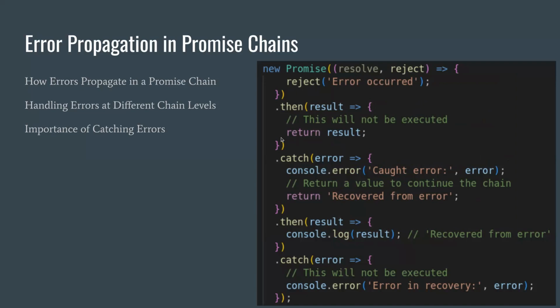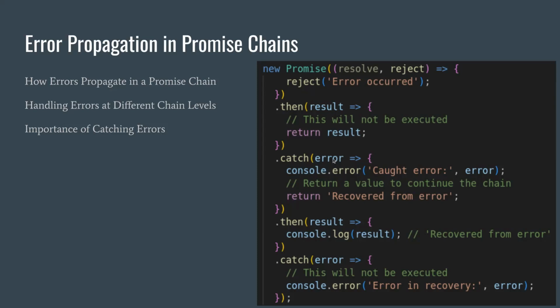Now let's look at error propagation in promise chains. It's important to understand how errors propagate through a promise chain because it's key to effective error handling. So when an error occurs, the promise chain skips all subsequent then methods and jumps to the nearest catch.